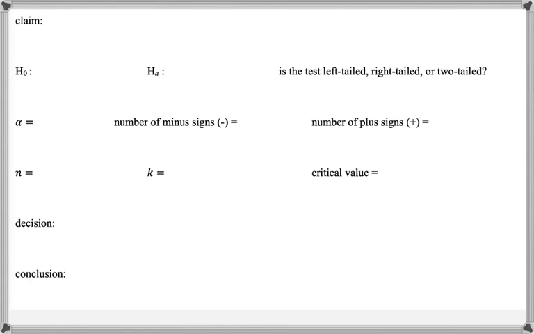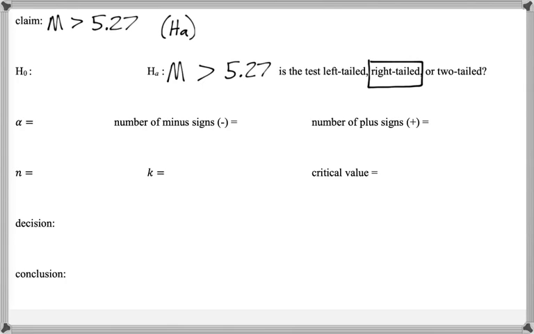So the claim is that the median is greater than 5.27. So this is the alternative hypothesis, which means this is a right-tailed test. And the null hypothesis is the median is less than or equal to 5.27. Alpha is 0.05. Now let's go back and calculate the number of minus signs and plus signs.